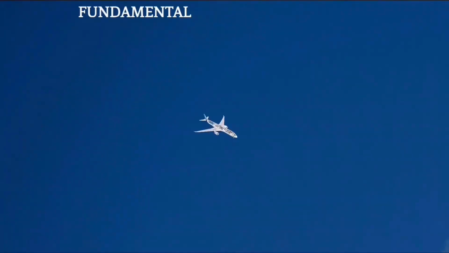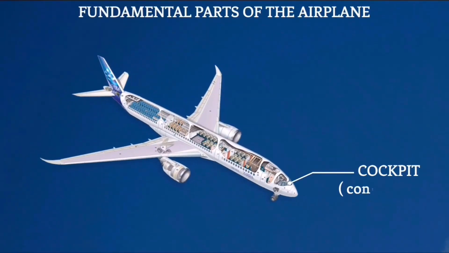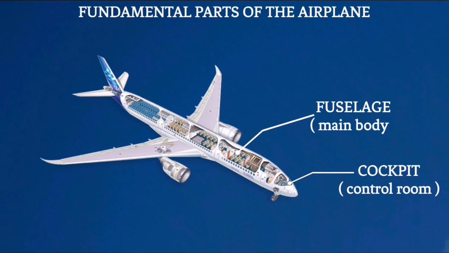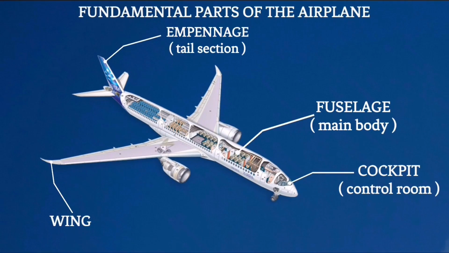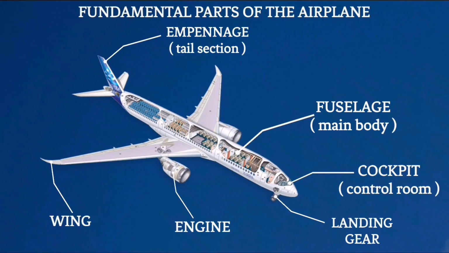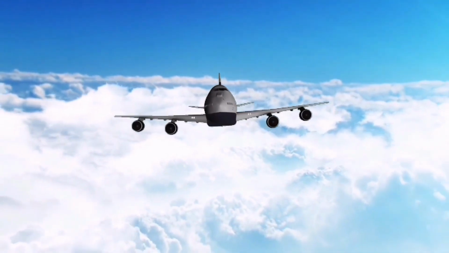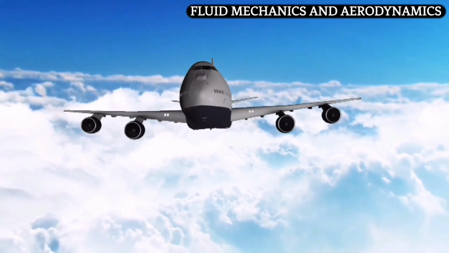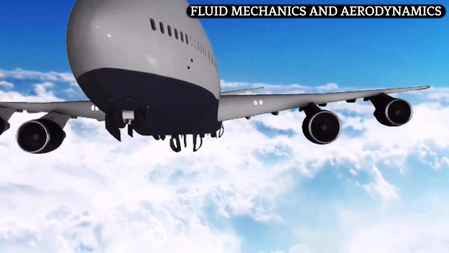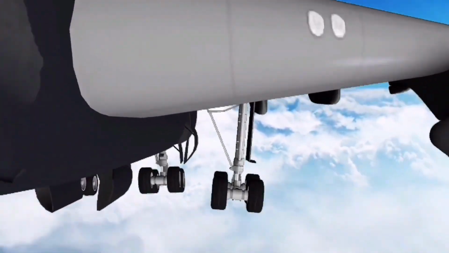Some of the most fundamental parts of an airplane are the cockpit, fuselage, wings, empennage, engines, and the landing gear. The shape of the parts of an airplane also needs to follow some scientific principles of fluid mechanics and aerodynamics in order to initiate a smooth takeoff.